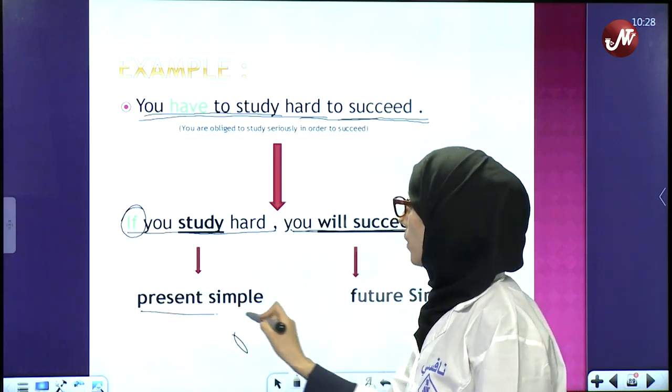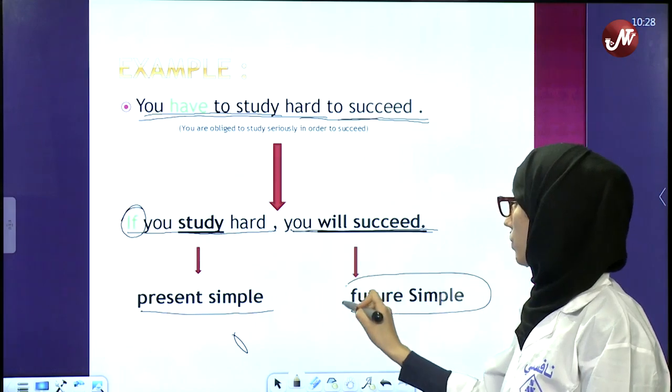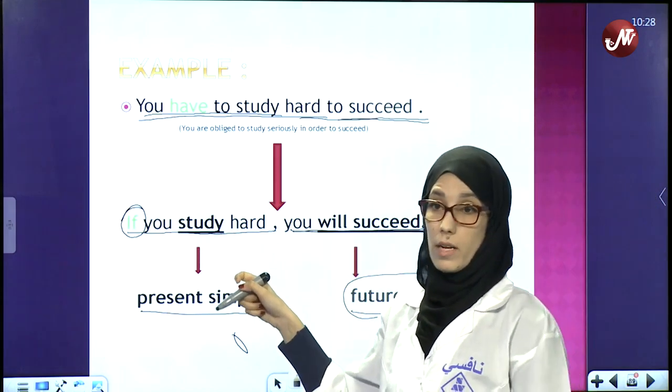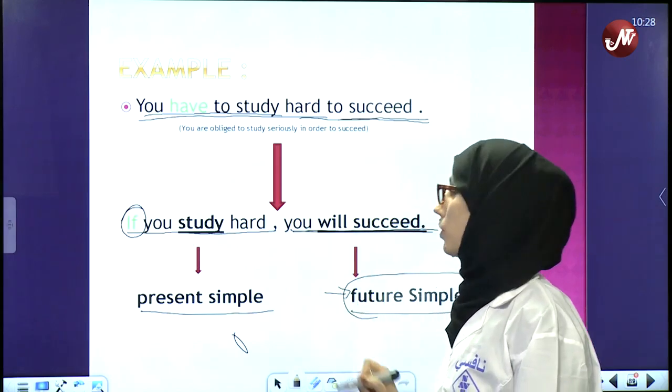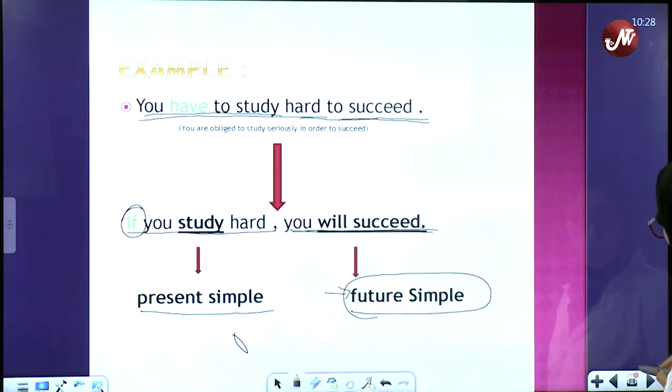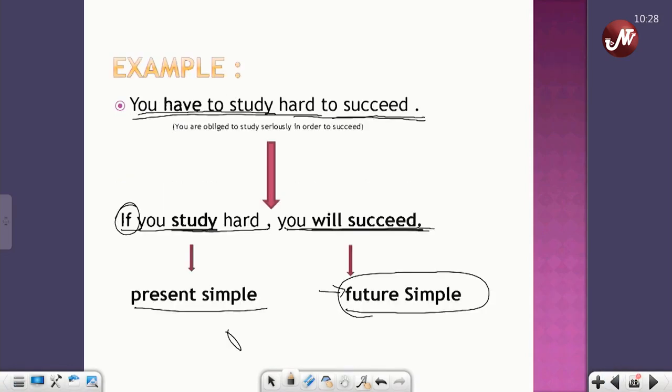So the first verb is in the present simple, and the second verb is in the future. So if you are going to study hard now, you will have the result in the future. So the result here is in the future simple. So this is the first type of the conditional. So here we have real condition, future possibility, prediction, probability. Real condition, it means this is the real condition. It means the condition is real here in this time.